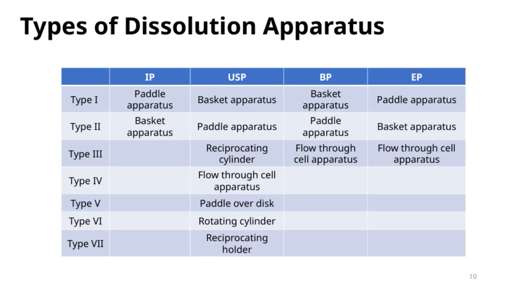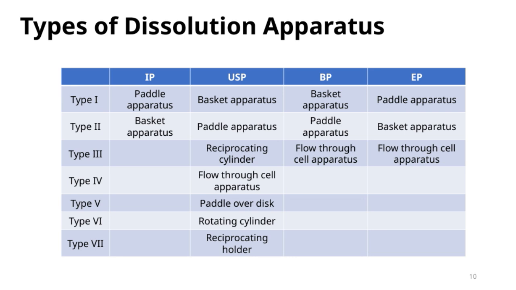Let's take a closer look at the different types of dissolution apparatuses, as shown in this table. Starting with type I, which uses a paddle apparatus as the USP method, and a basket apparatus for both BP and EP. This highlights how different pharmacopoeias specify different apparatus for the same drug release testing.